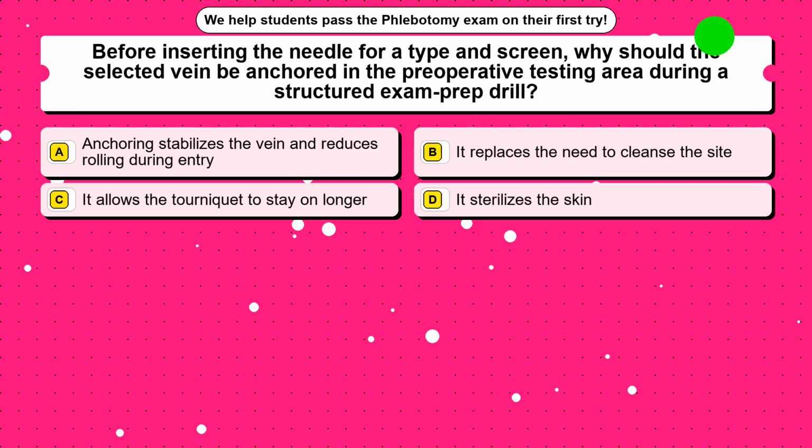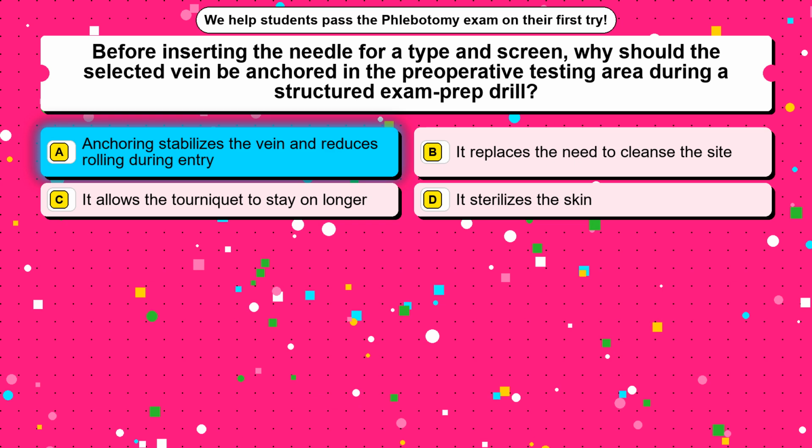Question 16. Before inserting the needle for a type and screen, why should the selected vein be anchored in the preoperative testing area during a structured exam prep drill? Option A. Anchoring stabilizes the vein and reduces rolling during entry. Option B. It replaces the need to cleanse the site. Option C. It allows the tourniquet to stay on longer. Option D. It sterilizes the skin.